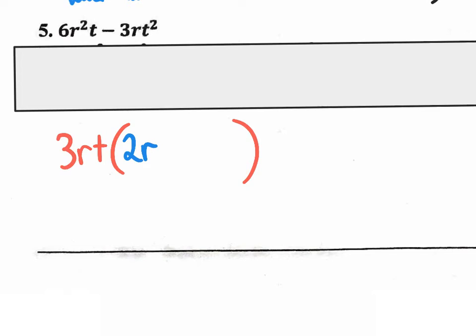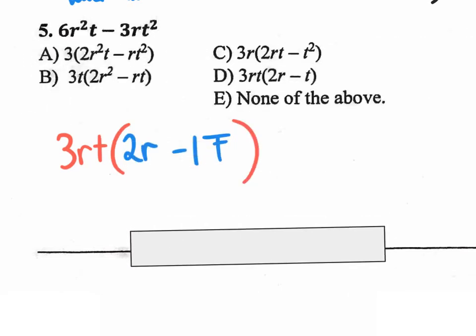For my second term, 3 times what is negative 3? Negative 1. And then R times what is R? We don't have to worry about it. And then T times what is T squared? T. So there's my answer. Looks like an F, sorry. So that's 3RT, 2R minus 1T. 2R minus T. So the correct answer is D.